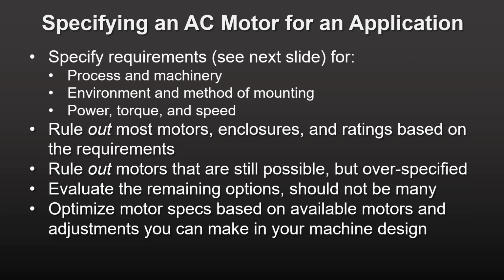You need to define what your process is, what type of machine will use the motor, how you will mount the motor, and what power, torque, and operating speed you need. Then you will rule out possible motors based on the requirements or the fact that they're overspecified. You will evaluate the remaining possibilities and optimize the motor specs based on what you can buy or what small adjustments you can make to your machine to accommodate a motor different than what you specified.